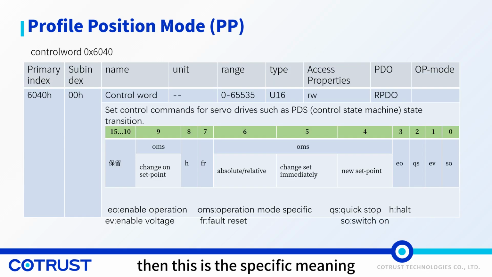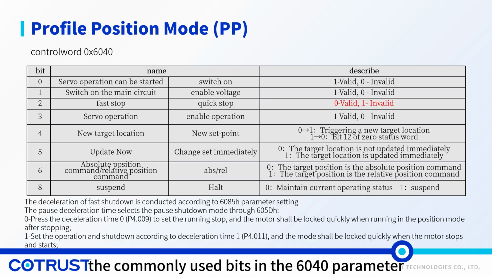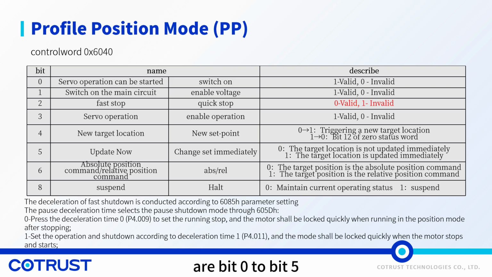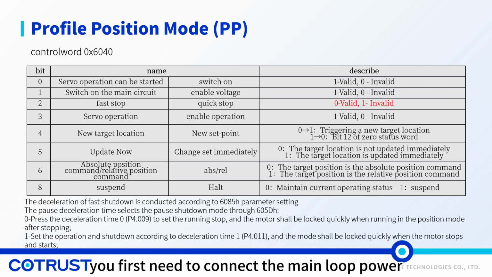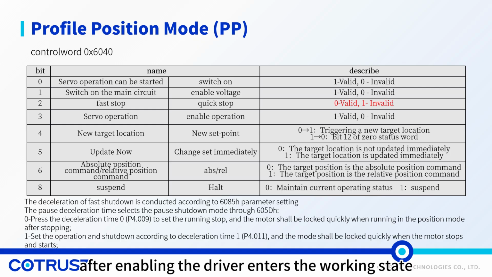Then this is the specific meaning of each bit of the 6040 control word. I can see it more clearly here. The commonly used bits in the 6040 parameter are bit 0 to bit 5, as well as bit 6 and bit 8. To make the servo run, you first need to connect the main loop power, and the quick stop command is invalid. That is, write 6 to 6040, and then write 7 to 6040 to turn on the servo operation, and then write 15 to enable the servo. After enabling, the driver enters the working state.